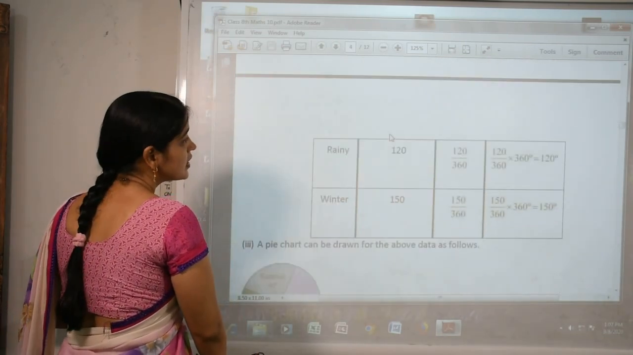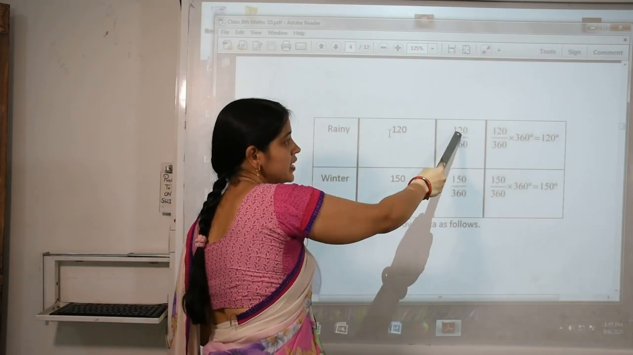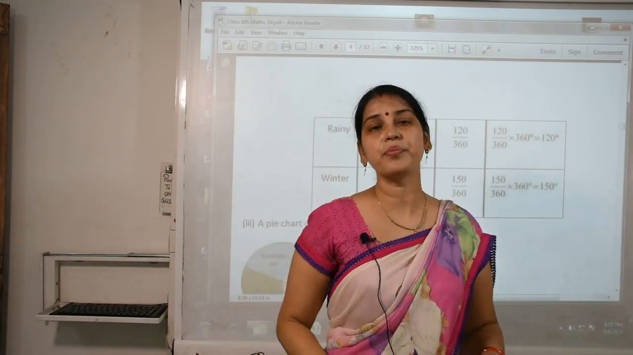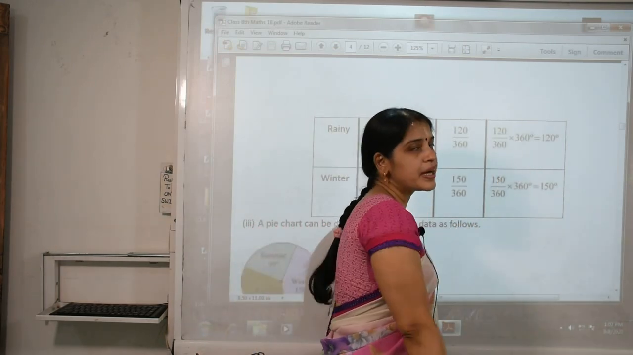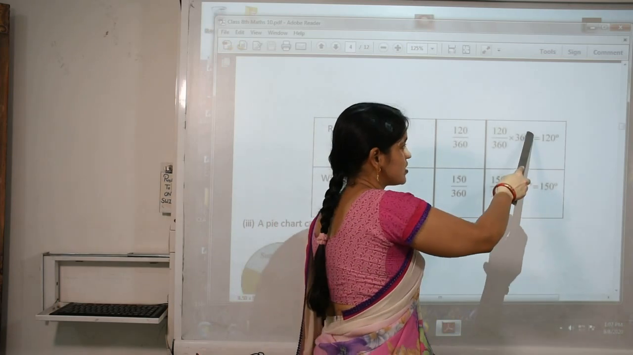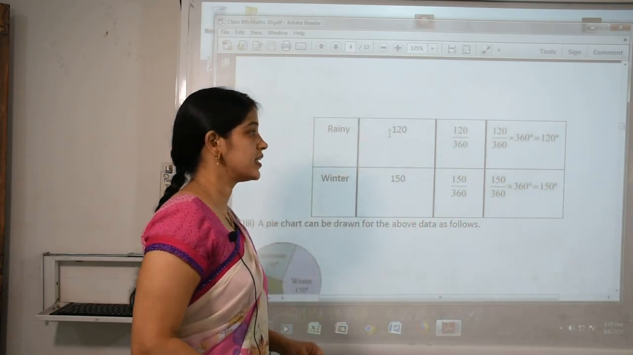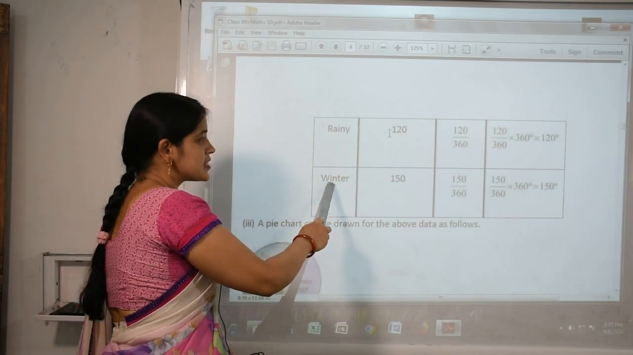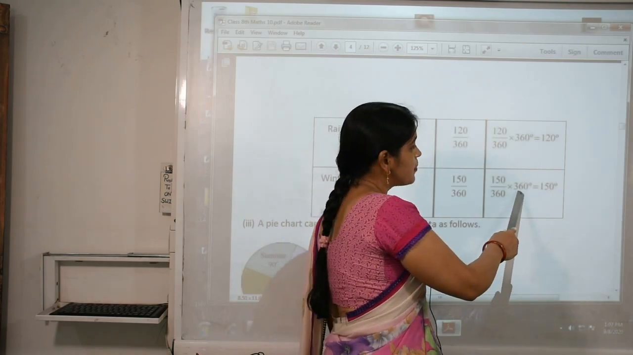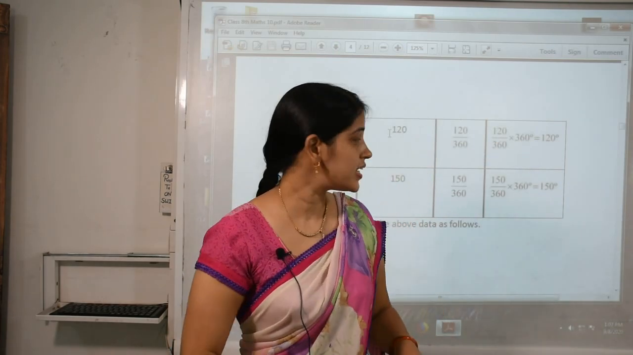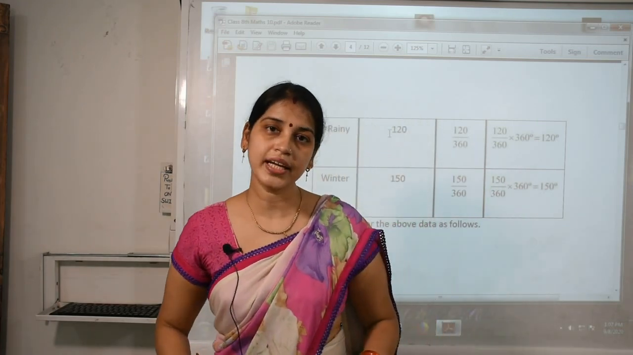Then the second one, rainy season. So for rainy season it is 120. In fraction, 120 upon 360. So 120 upon 360 again multiplied by 360. So these two get cut and we get 120 degrees. Now the last, winter season: it is 150 upon 360 again multiplied by 360 degrees. So these two get cut and we get 150 degrees.